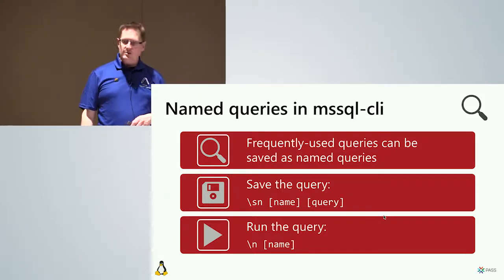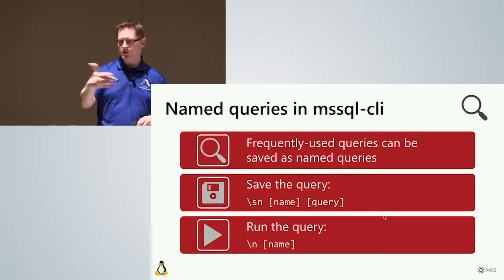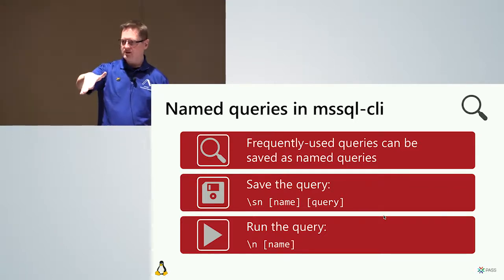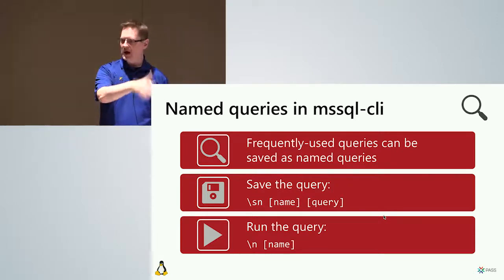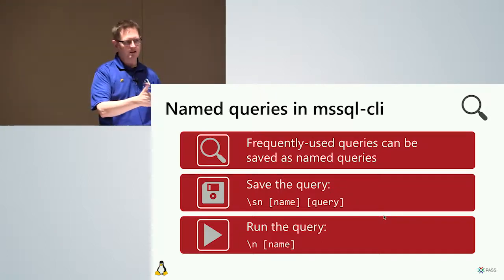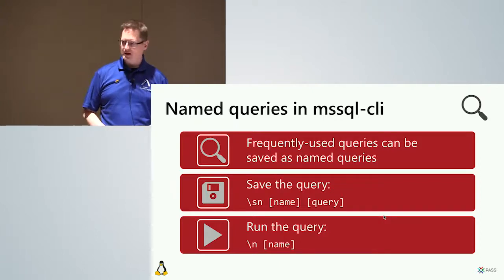There are something called named queries. So if there are queries that you run frequently and you just want to call them up with a shortcut, you can do that. There's a / command, \sn, which saves the name. It's quite simple: the name of the query and the query itself. And then to call it back, you just say \n for name, and it runs the query. This is very useful if you've got a bunch of diagnostic scripts that you like to run regularly, and you can do it from mssql-cli.